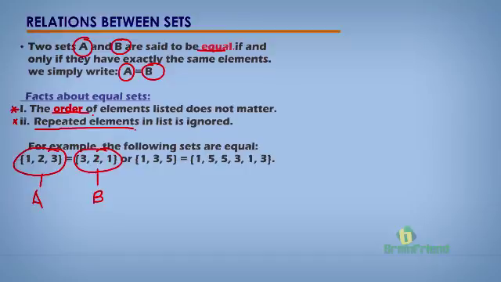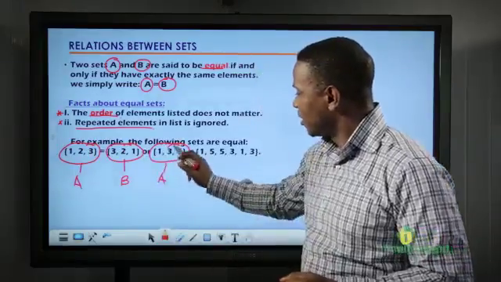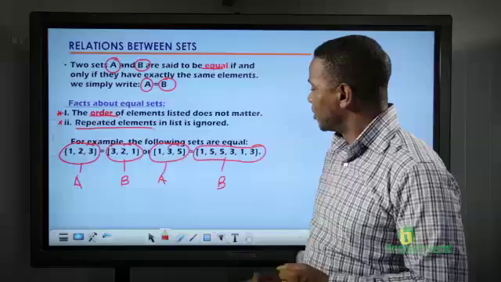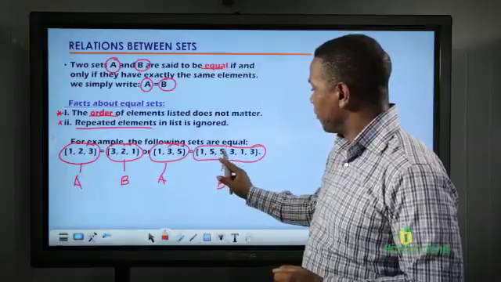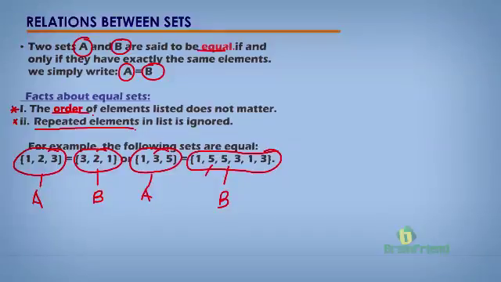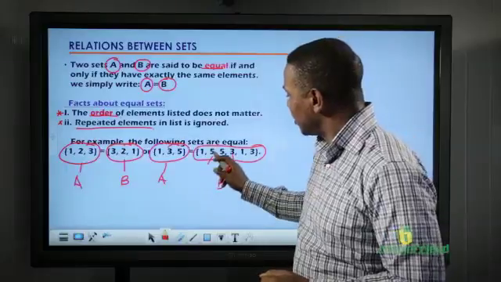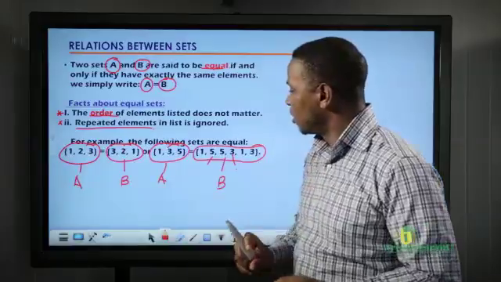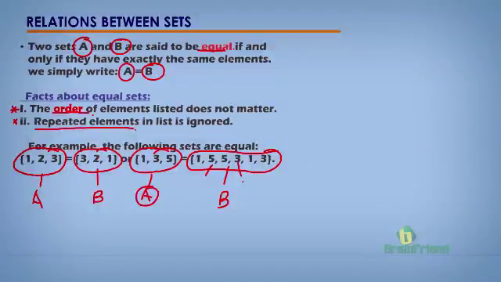Next, we say that repeated elements in a set are basically ignored. Let's take, for instance, again, a set A with its listed elements as 1, 3, and 5, while we have set B with its listed elements as 1, 5, 5, 3, 1, and 3. Notice that there is a repetition. 5 is repeated twice, while 3 is also repeated twice. We say that the repeated numbers are counted as one, and therefore our set A, which has all of its elements present in B, is equal to B.